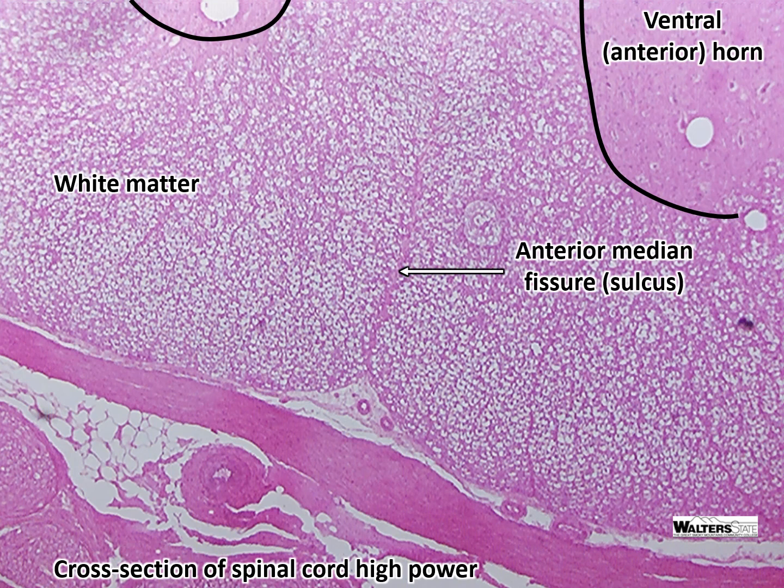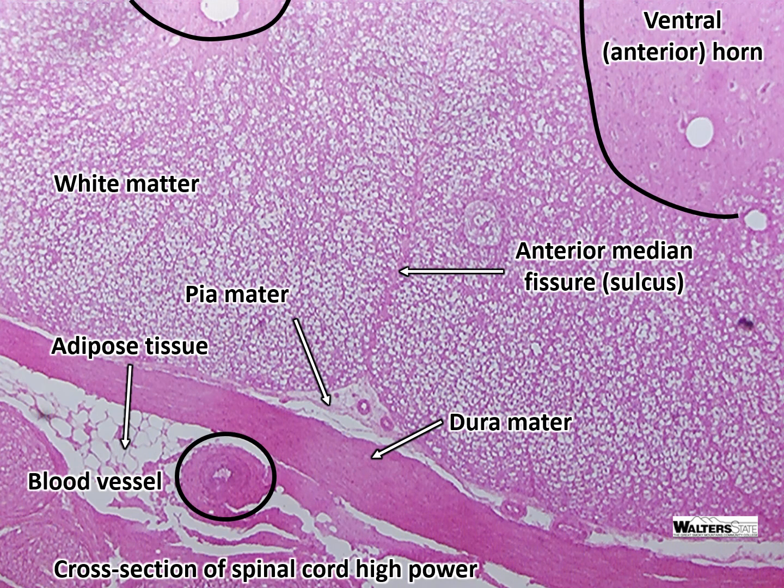This is the anterior median fissure. This is the pia mater. This is the dura mater. You can see the difference in thickness between those two. This is adipose tissue. And finally, this is a blood vessel.